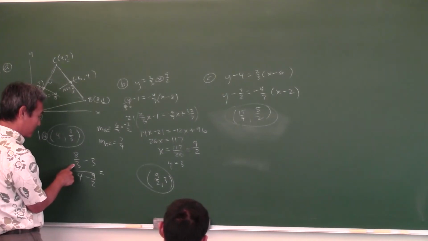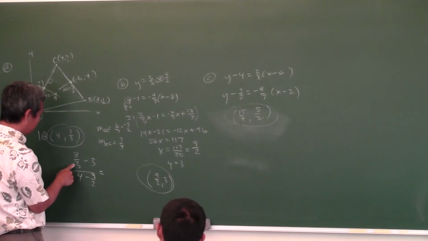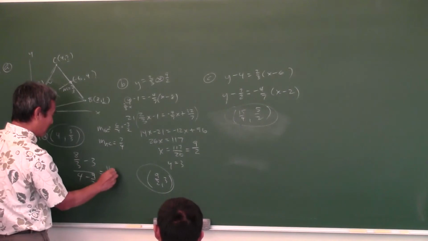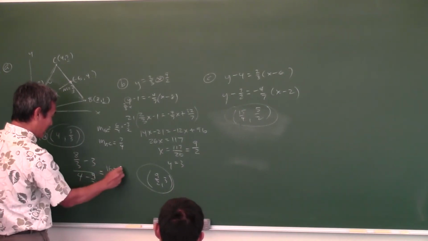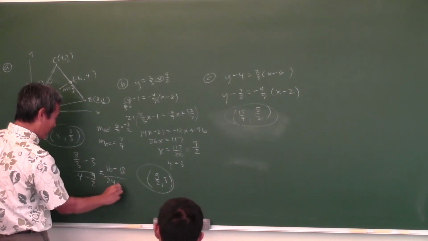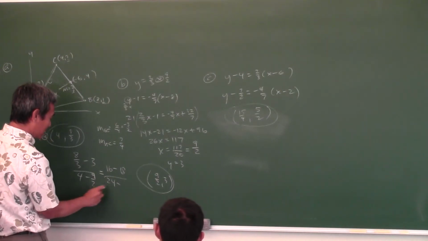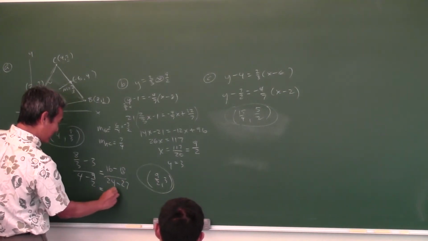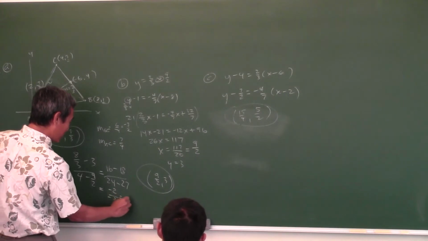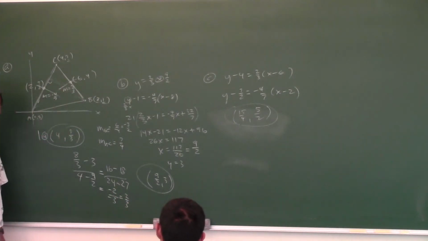Go. Oh gosh. 16 minus 18 over 24 minus 27. So this comes out to -2 over -3, which is 2/3. So the slope of Euler's line is 2/3.